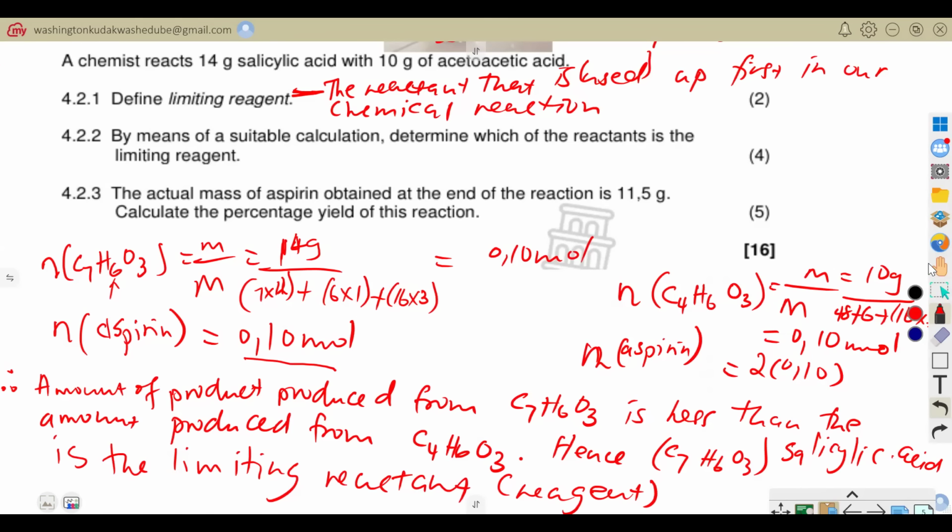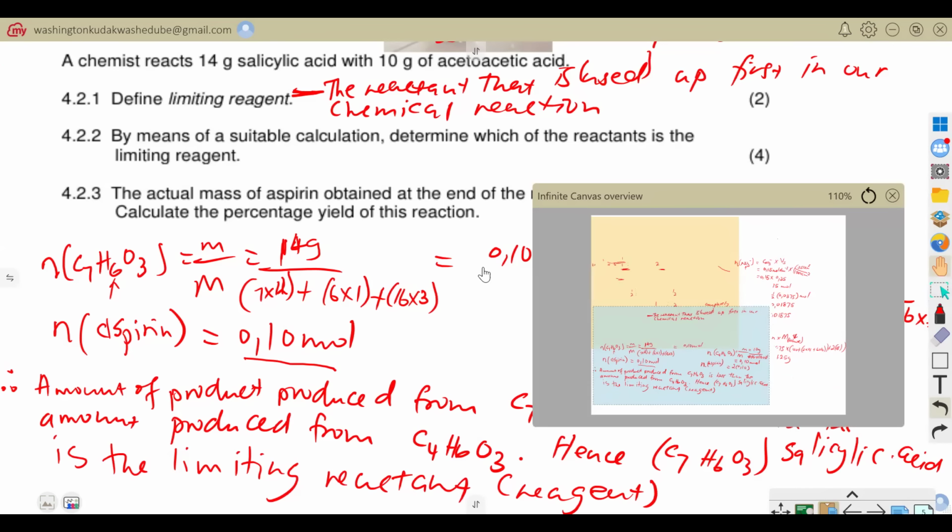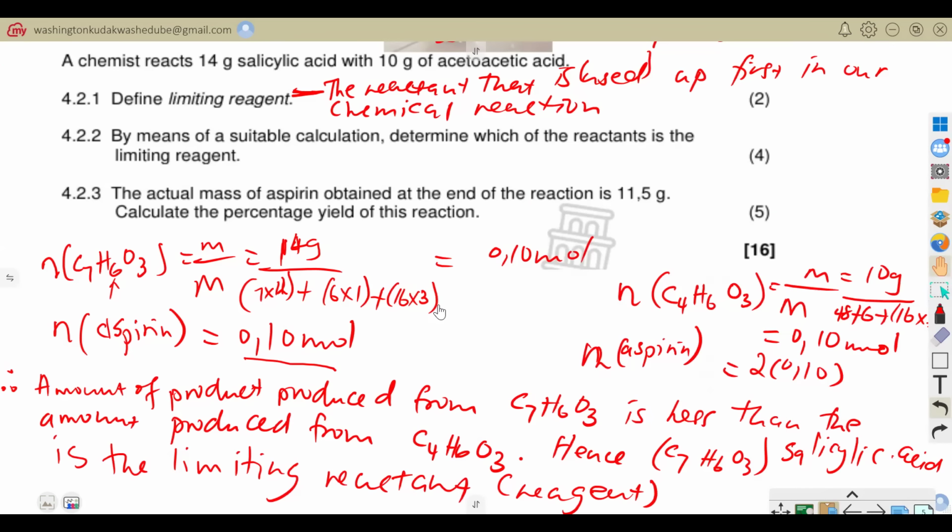Now let's do the following question. It says that the actual mass of aspirin obtained at the end of the reaction is 11.5 grams. Calculate the percentage yield of this reaction. So the percentage yield is just given by actual mass produced divided by the theoretical mass produced. So how do we find theoretical and how do we find actual?